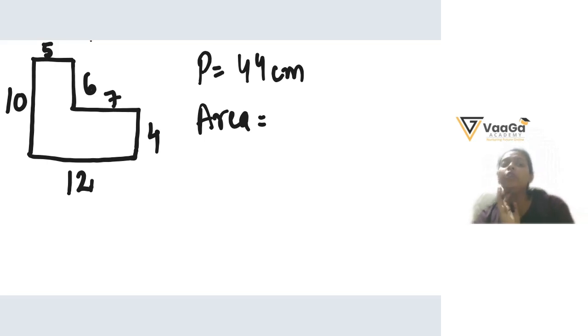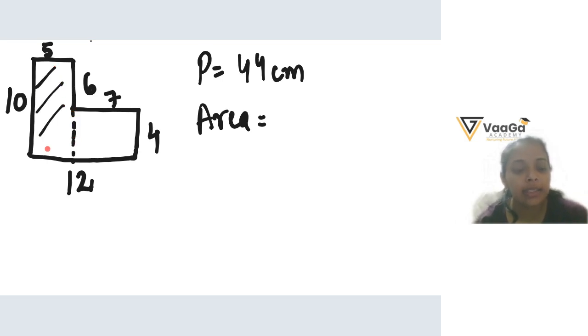See, if we need to calculate the area right now, this is not a square. This is not a rectangle, right? But can you see that we are using two rectangles to make this figure? So what are those two rectangles? This vertical one and this horizontal one, right? Now, can we find the area of the vertical rectangle?